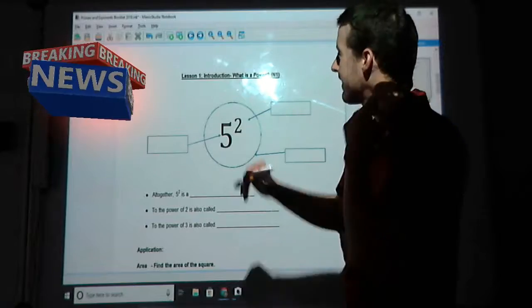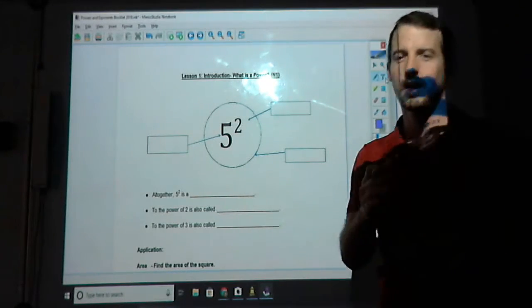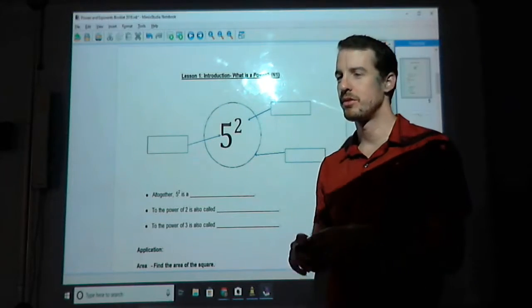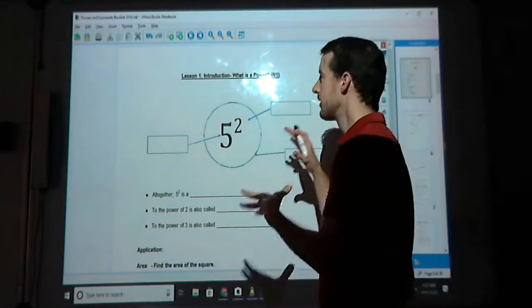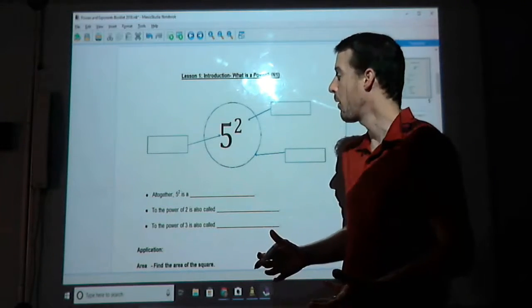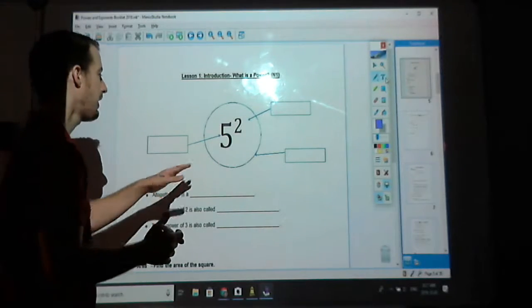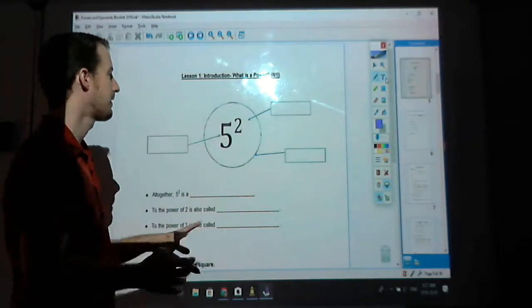Showtime. All right, so lesson one. We're going to introduce what is a power. Yesterday, when we were doing our little activity around the class, we kind of looked at some of the components of a power. Right now, I'm just going to break it down into all of its different pieces. There's basically three things to consider here.